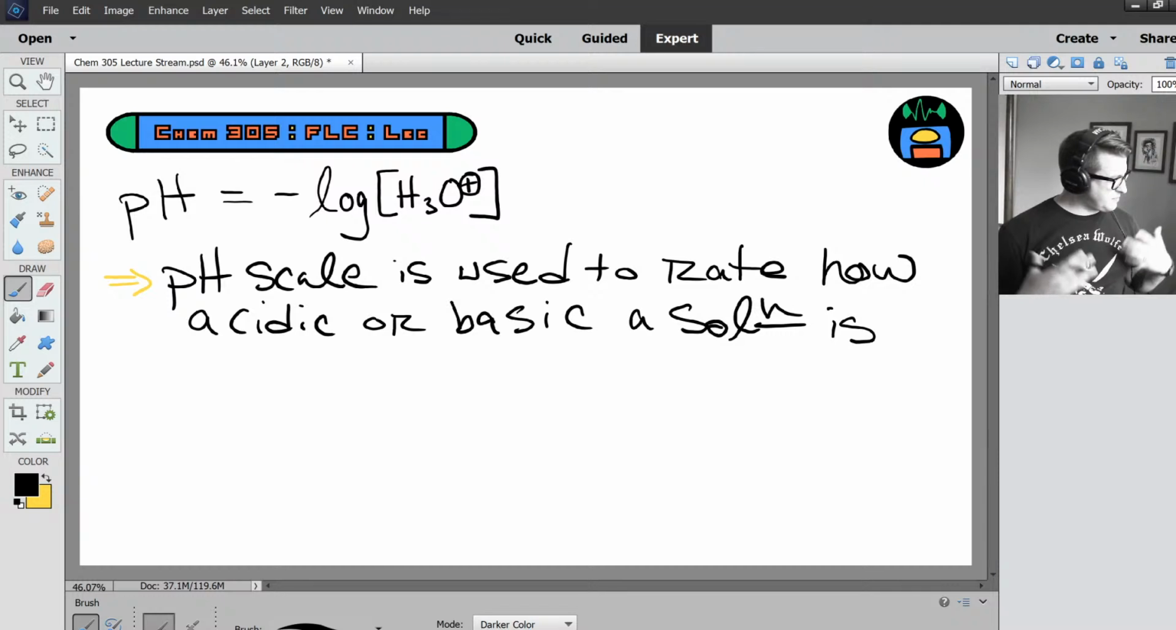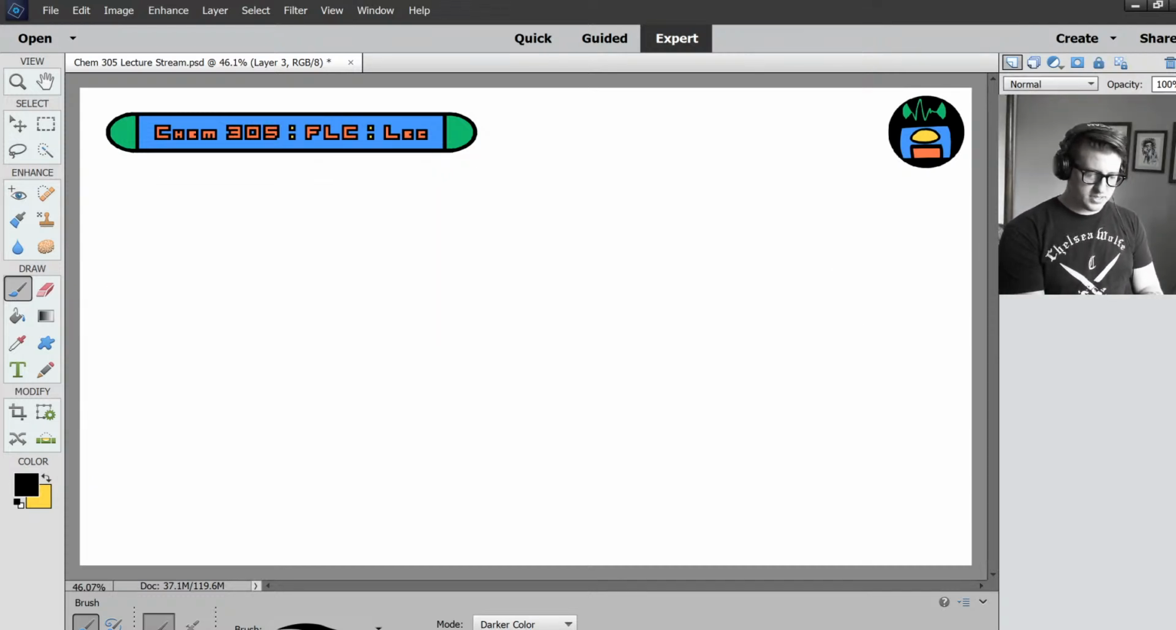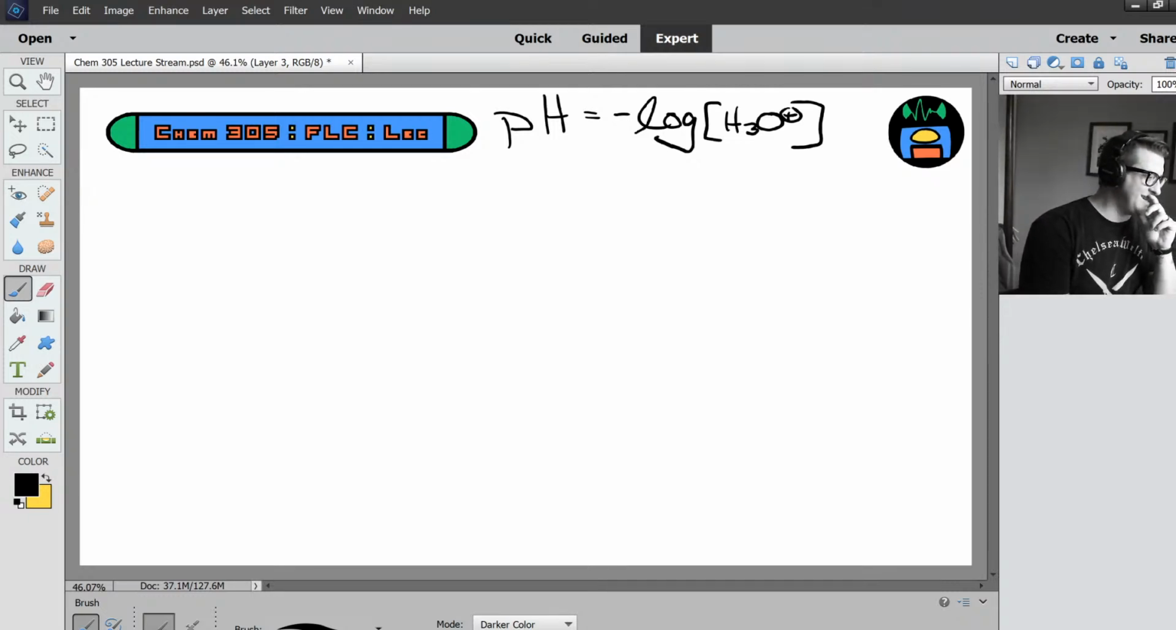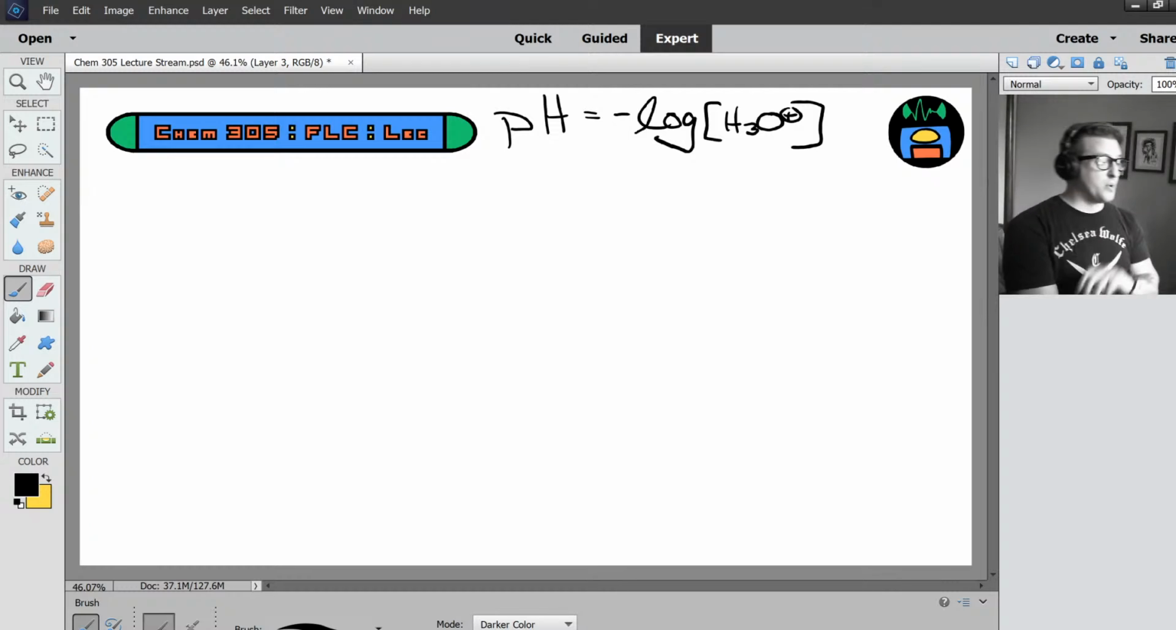So here, let's get some practice. Let's get some reps in, applying this equation to calculate some pHs. I'm just gonna rewrite the equation up here. Well, it is time to dust that logarithm button off.